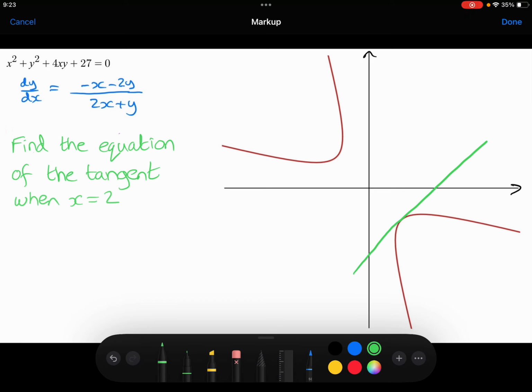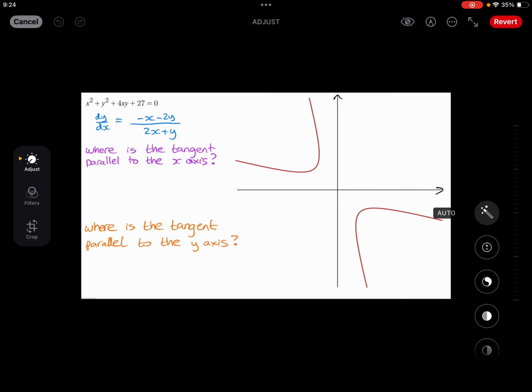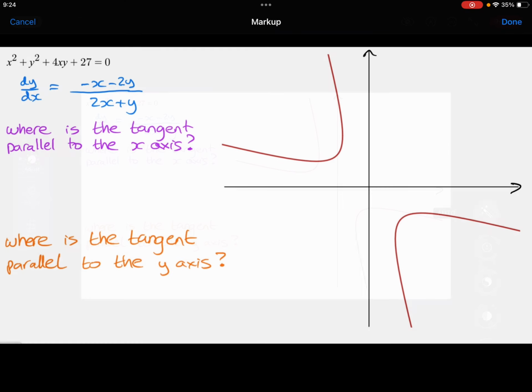I could work out the equation of that tangent by, first of all, substituting 2 into the original equation so that I can work out what the y-coordinate is at that point. Then substituting that into my gradient function. And then I'll have the gradient and I can do y equals mx plus c. So we can work out the equations of tangents or normals and do those sorts of things. We could also be asked these two questions.